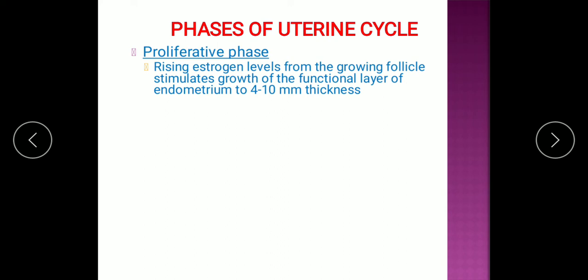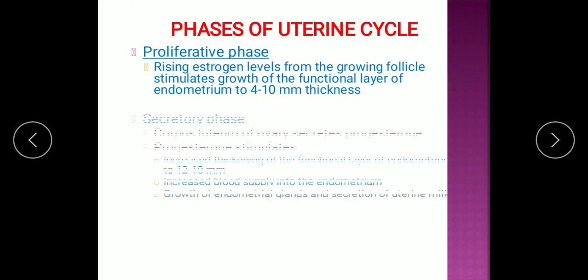Rising estrogen levels from the growing follicle stimulate growth of the functional layer of the endometrium to 4 to 10 mm thickness. The growing follicles stimulate the growth of the functional layers of the endometrium. It increases the growth of the endometrium to 4 to 10 millimeters thickness. The endometrium is the inner layer of the uterus.